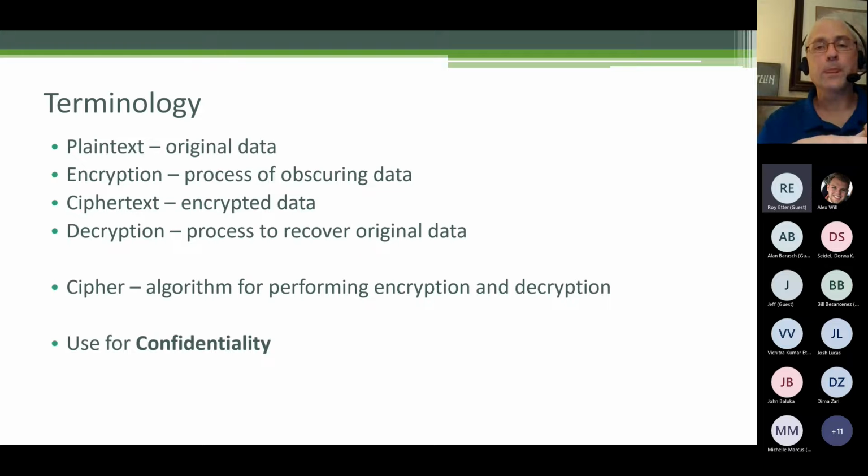So we're through hashing. Now we're going to get into encryption, and there are standard terms for things in the industry that I just wanted to go over. So the first one is plain text. So that's just my original data. Encryption is the process of obscuring that data. Once it's encrypted, it's called ciphertext. And then when I do decryption, I'm going to take the ciphertext back to the original plain text. And then cipher is the name for the algorithm I use to perform the encryption and decryption.